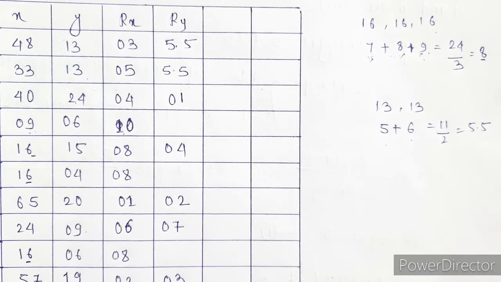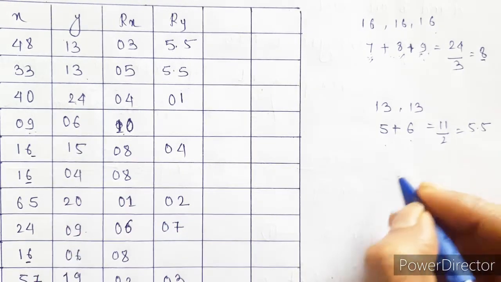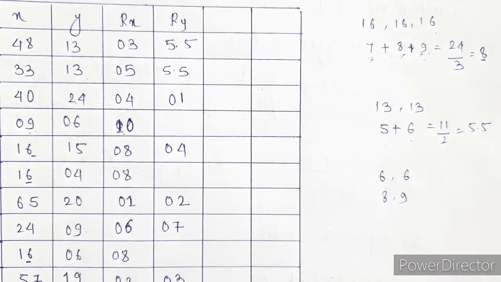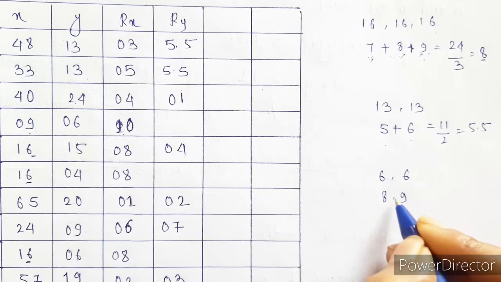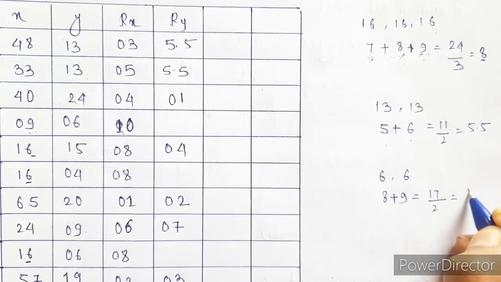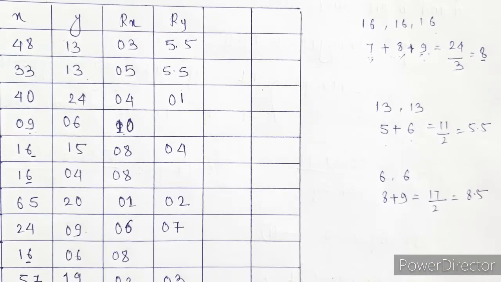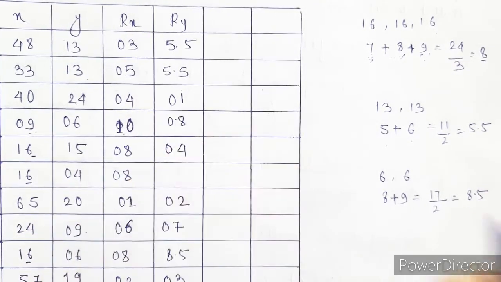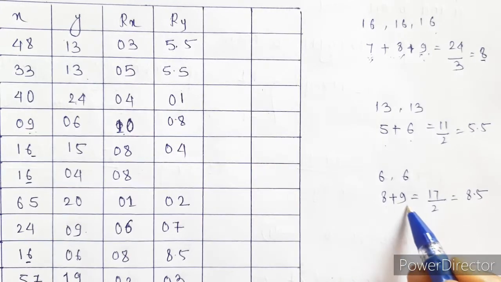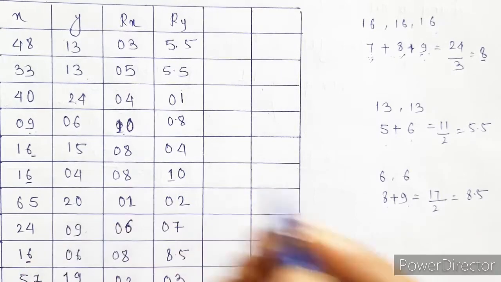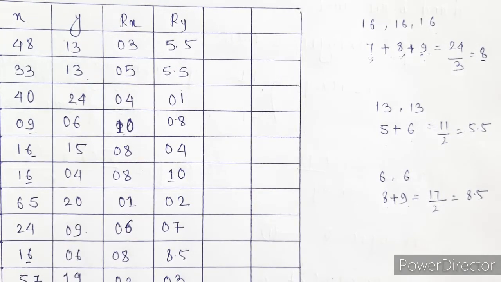Okay. Now after 9 we have 6, but again 6 is repeating twice, so these 6s will get ranks 8 and 9. If I add 8 and 9, I get 17 by 2, so it will be 8.5. So both 6s get 8.5. Again ranks 8 and 9 are already taken, so the last value will get rank 10. So this 4 will get rank 10. Now we are done with assigning ranks.